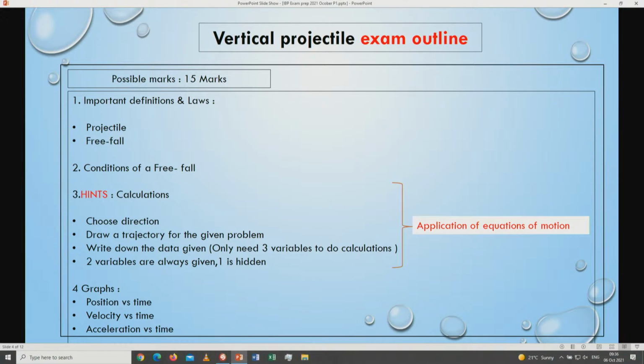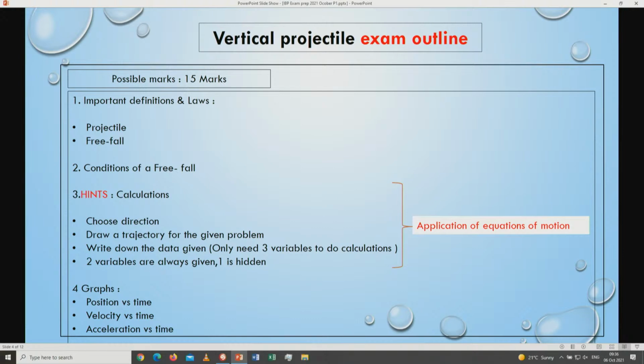Then as for the graphs, we have a chance of being exposed to a graph of position versus time, a graph of velocity versus time, a graph of acceleration versus time.